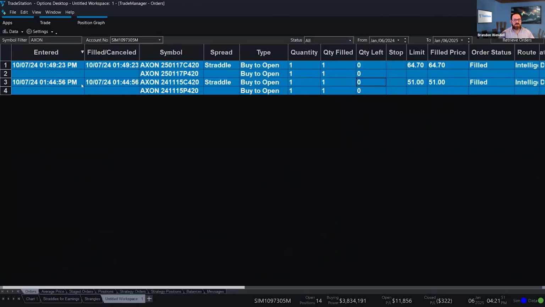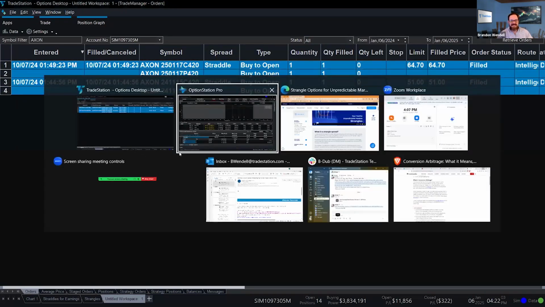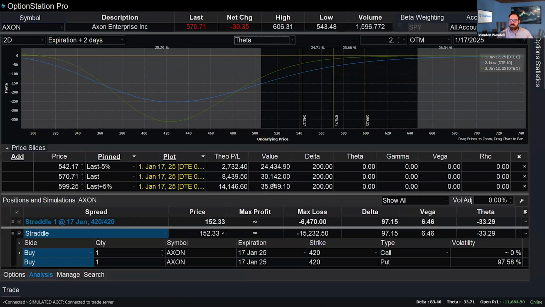Well, it depends on which one we believe was my entry, but they're both very similar. Filled price 64.70 or 51. And I could probably figure out exactly what it was based on what the current price is. I'm not sure which one it was actually filled. Current price and current value. Theta loss may exceed what you gain in the rise in implied volatility.